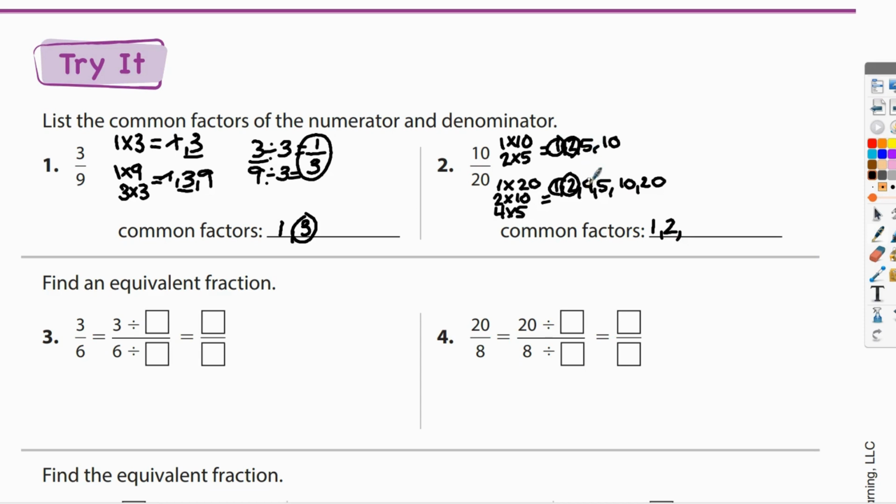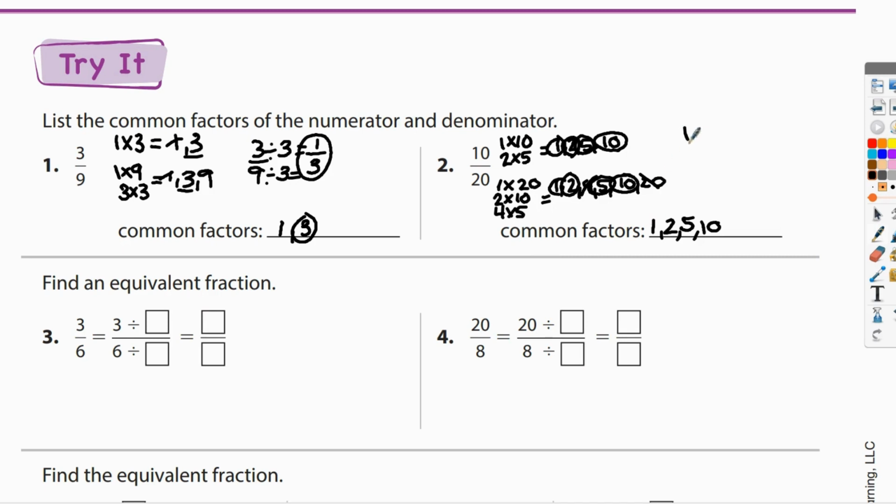Is there a 4 here? Nope. There's a 5 here, and there's a 5 here. So let's put 5. There's a 10 here, and there's a 10 here. So then let's put 10. There is no 20 up here. So the common factors are 1, 2, 5, and 10.